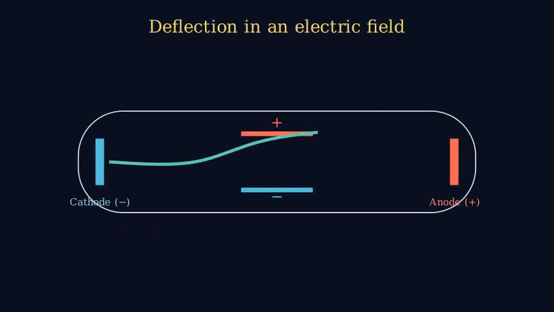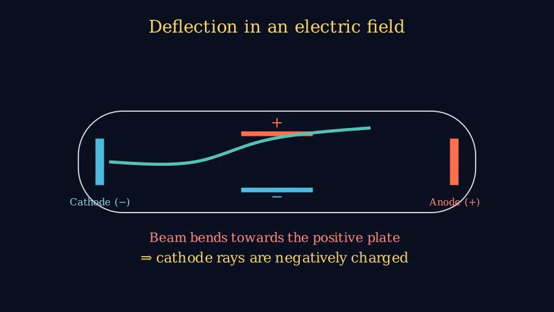Now pass the beam between two plates. When an electric field is switched on, the rays bend towards the positive plate. Particles attracted to the positive plate must themselves be negatively charged. This is the key JEE observation. Cathode rays are negatively charged.